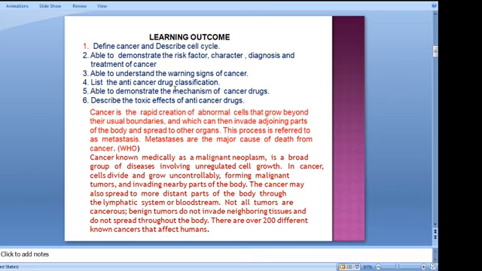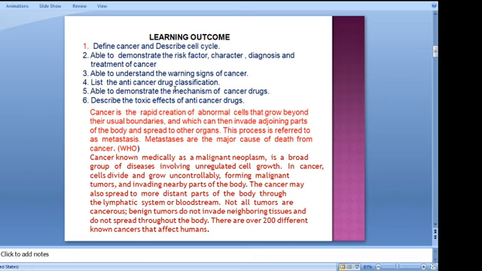So, define cancer. Cancer is a rapid creation of abnormal cells that grow beyond their usual boundaries, and which can then invade adjoining parts of the body and spread to other organs. This process is referred to as metastasis. Metastases are the major cause of death from cancer, as per the WHO.